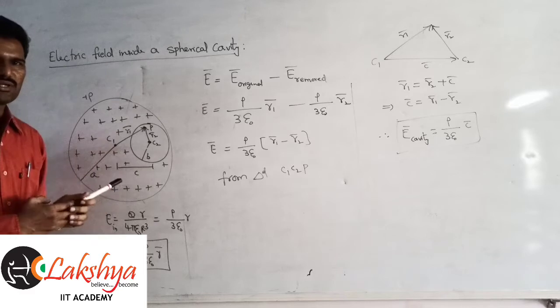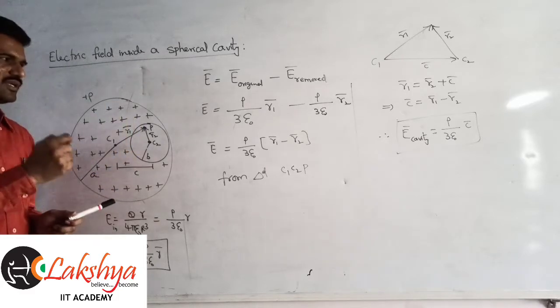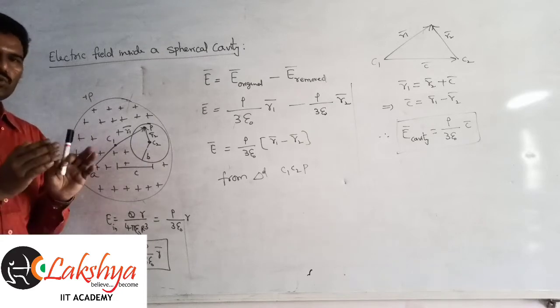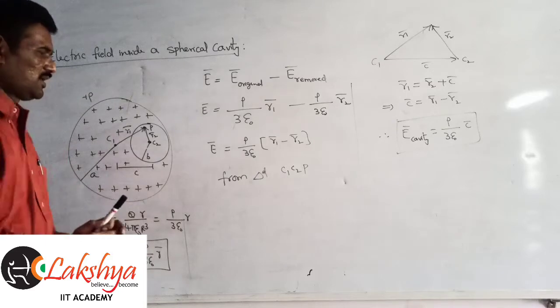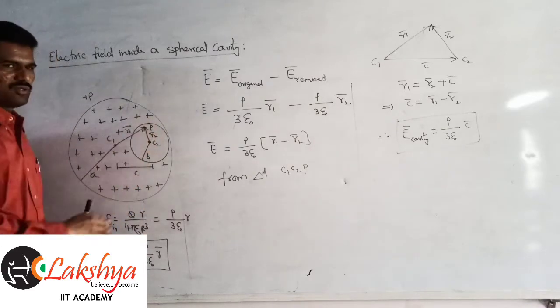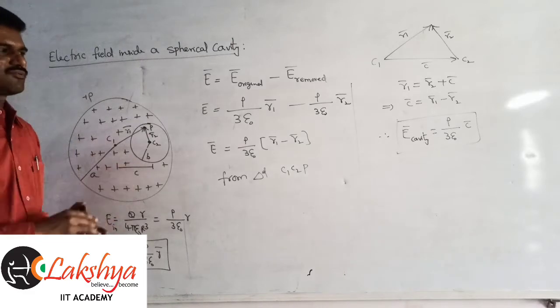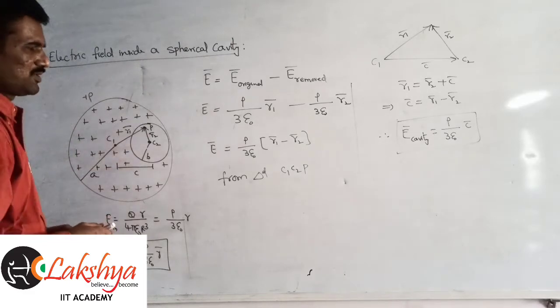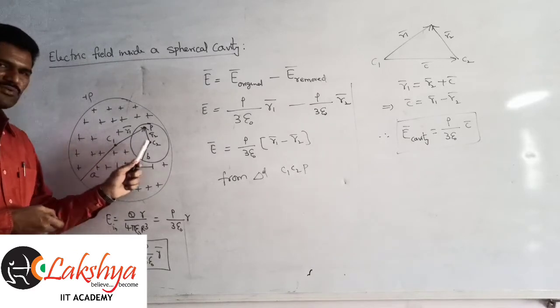Therefore they mention that the intensity of electric field inside the cavity is a uniform electric field. Uniform in the sense constant electric field will be there. So at any point it will be the same. So at any point the electric field is the same, that means uniform electric field will be there. And it depends only on the distance between the center of the cavity and the center of the sphere.